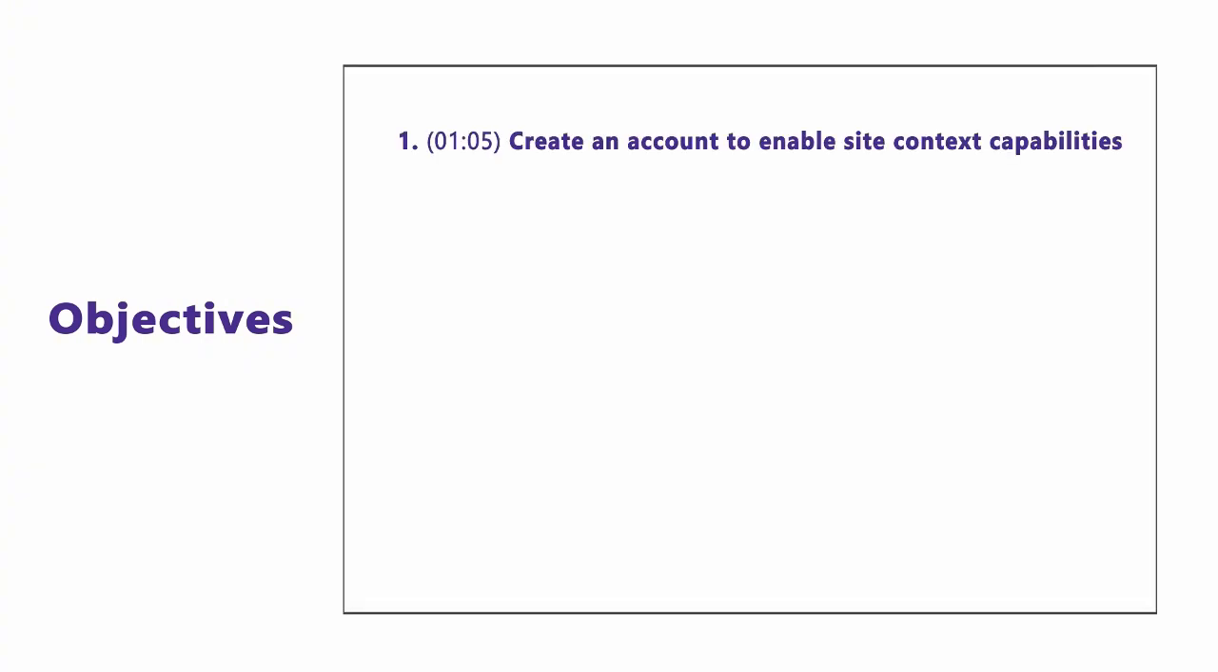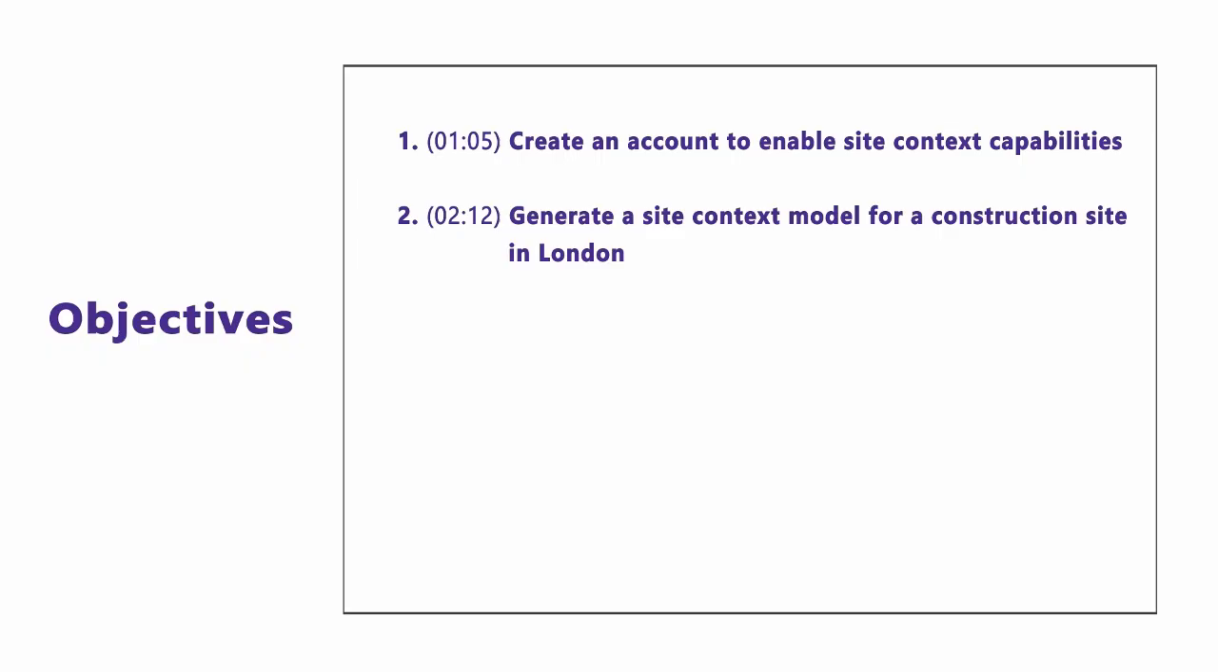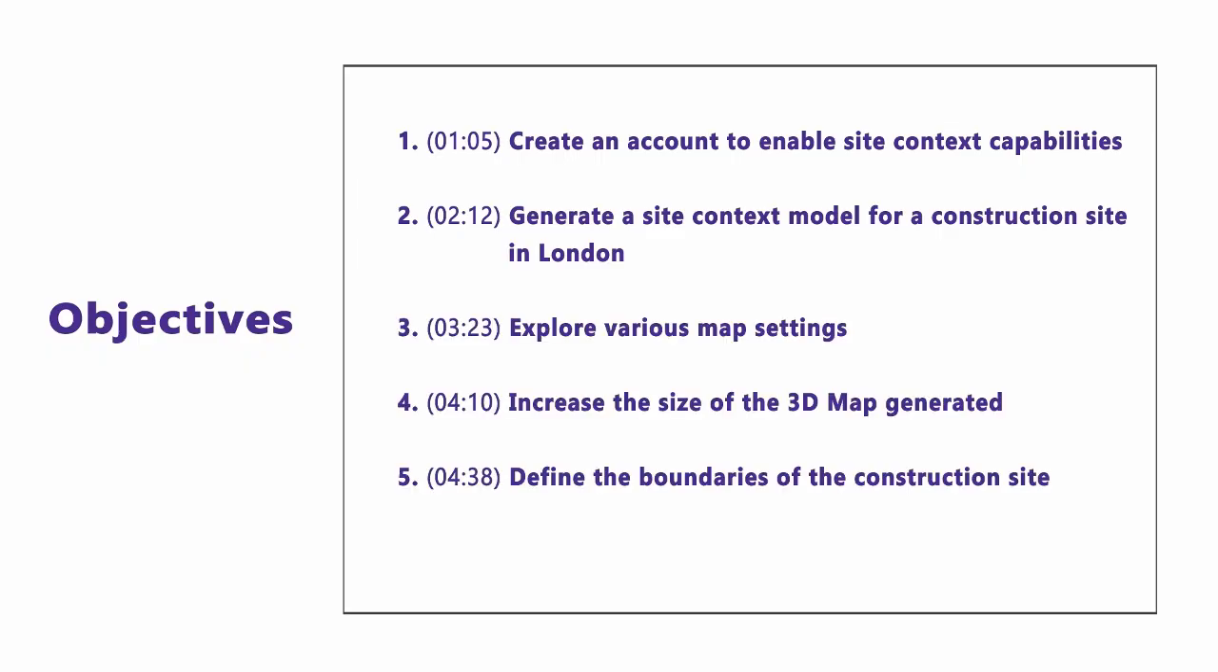In this video, we will cover 6 objectives related to site context generation. To begin, we will walk through the steps to create an account to activate the site context feature. Next, generate a site context for a construction site located in London. Following that, we will explore various map settings, increase the size of the 3D map generated, and define the boundary of the construction site. Lastly, we will edit the site surroundings using the brush tool to refine and customize the site context for effective planning.